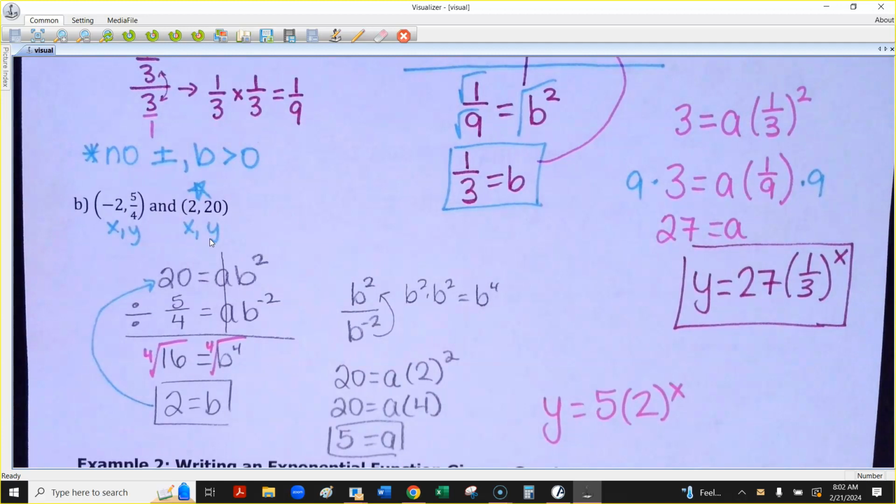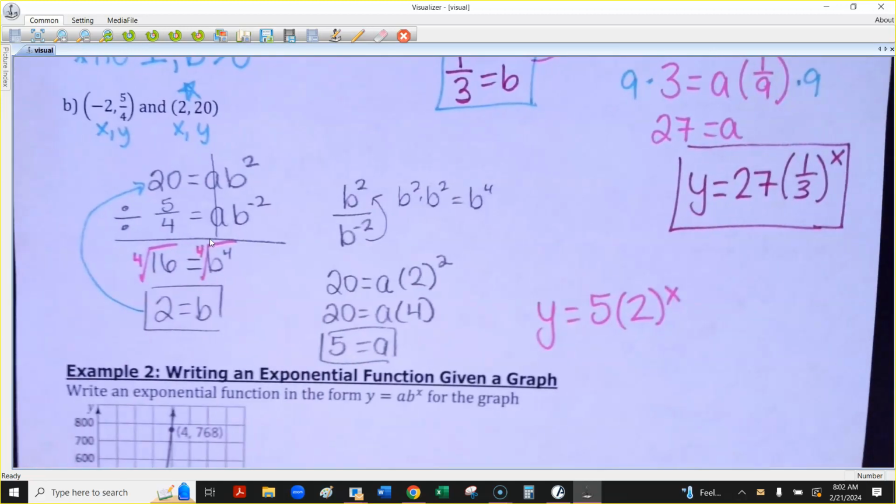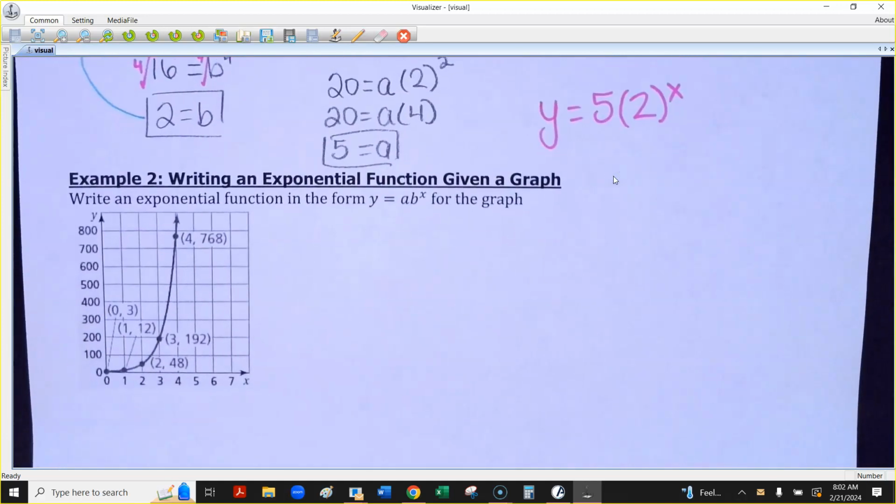Anybody have a question? Okay, now, I know this looks totally different because you have a graph, but we're just going to do this one more at the bottom. All right, so I'm going to ask you to write an exponential model for this graph. So can I write an equation y equals ab to the x for this graph? How would I do that if I have a graph instead of just a couple points?